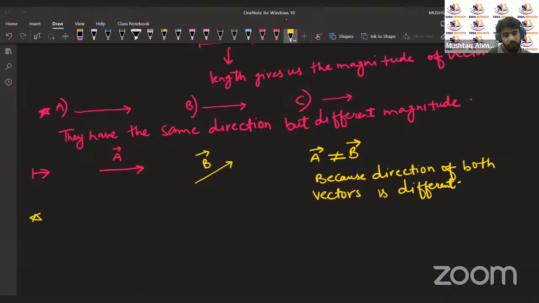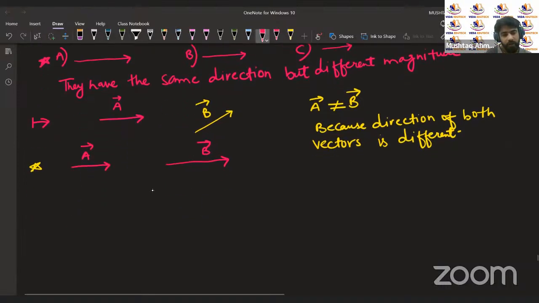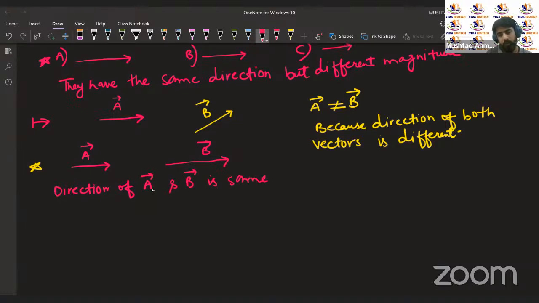And one more point. This is vector A and this is vector B. Here in the second case also, the direction of vector A and vector B is the same, but the magnitude of both vectors is different.